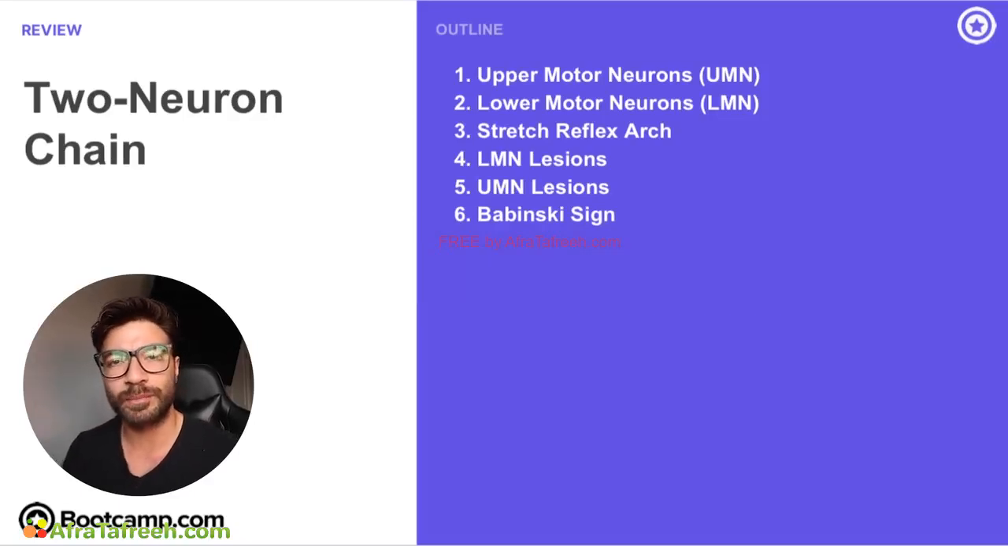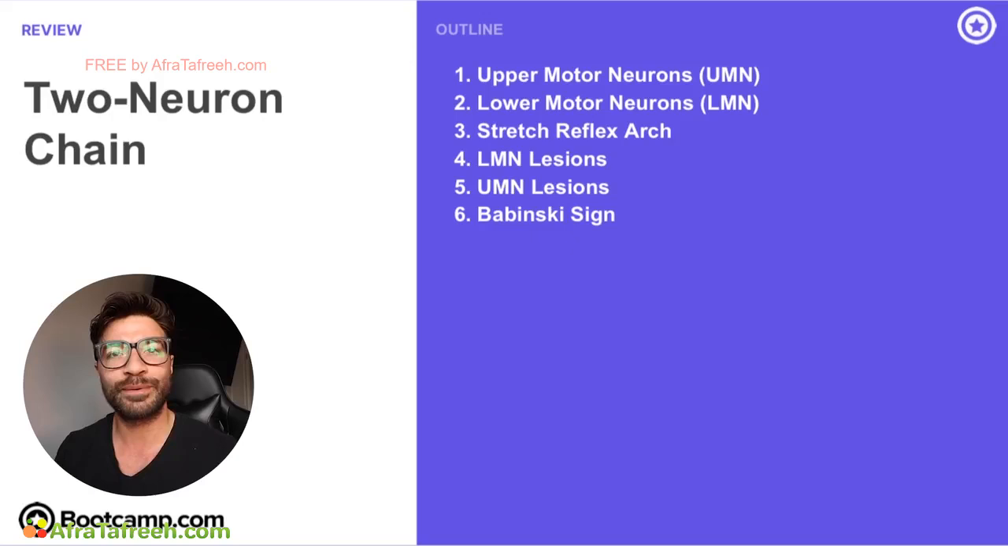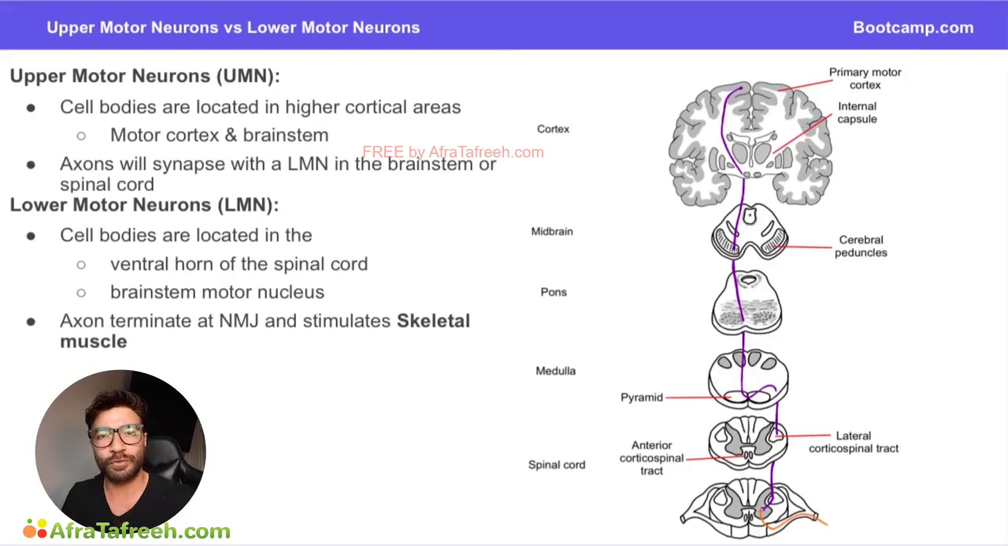In today's lesson, we're going to be taking a look at the neurons which are going to comprise the descending pathways. Now, there's two neurons, and we refer to it as a two-neuron chain. There's an upper motor neuron and a lower motor neuron. You can take a pause right here and take a look at the details of today's lesson, but let's just get started.